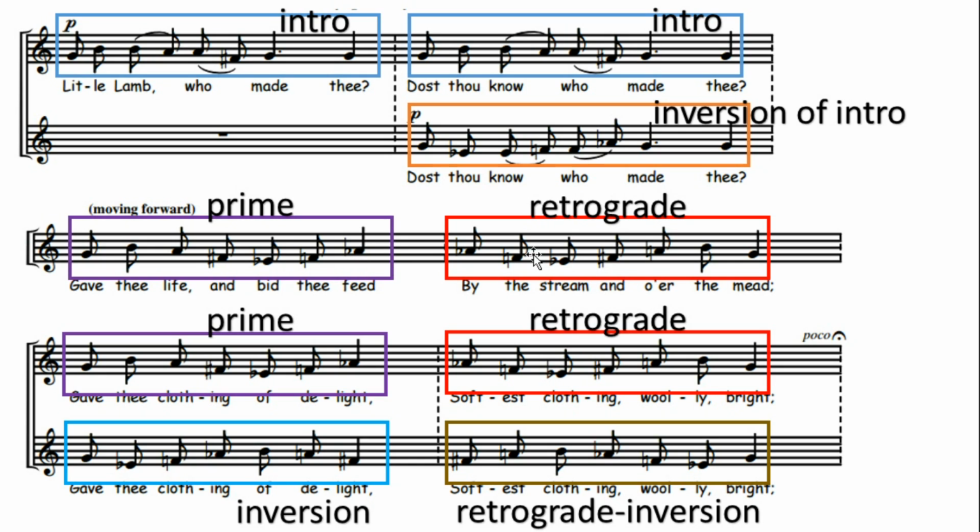Immediately afterward, that pitch segment is performed in retrograde. Then we have the prime form offset with an inversion of the prime form. Then a retrograde of the prime form offset with a retrograde inversion of the prime form.